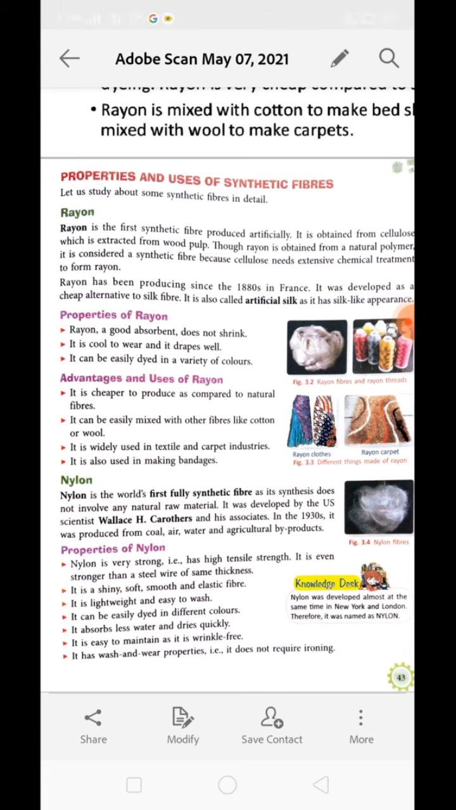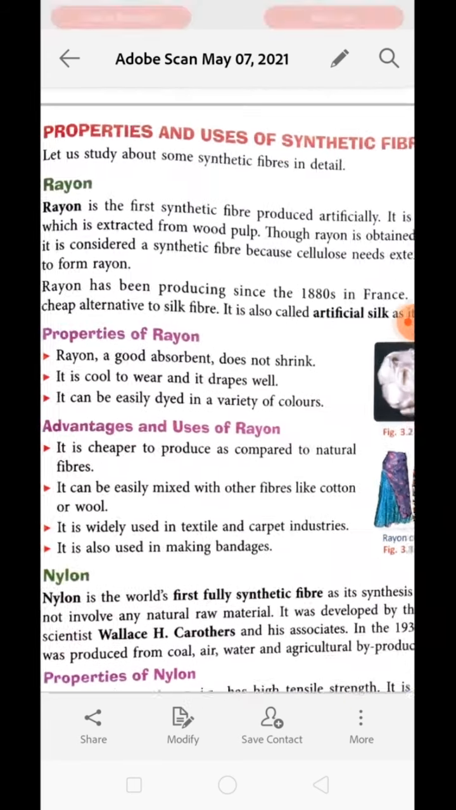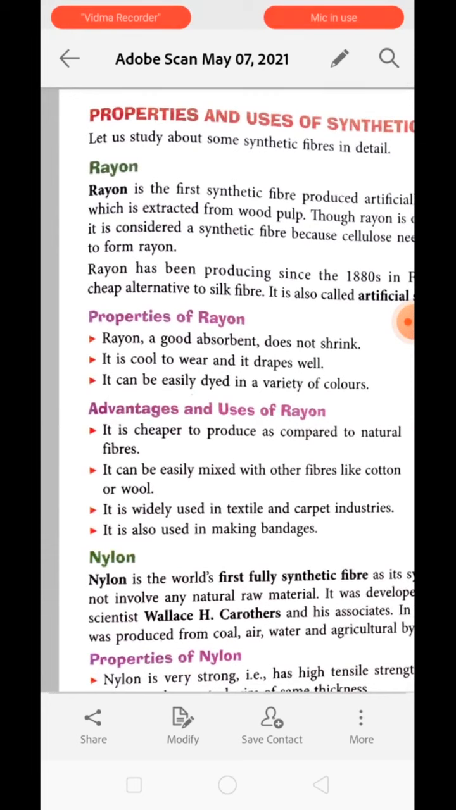Rayon has the appearance of silk. That is why it is also termed artificial silk. Rayon has been produced since the 1880s in France. It was developed as a cheap alternative to silk because it has the appearance of silk. Understood. Now what are the properties of rayon? As usual, approximately the same properties as silk.